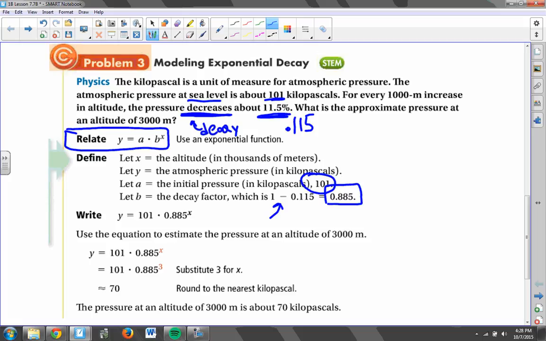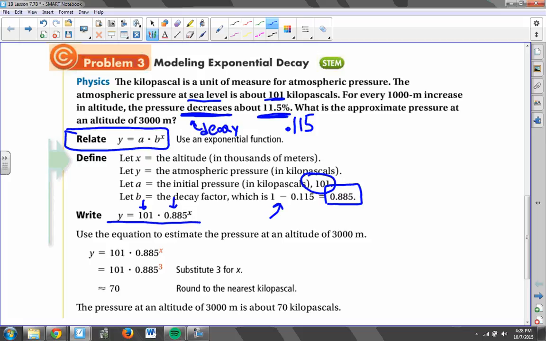So I'm going to rewrite my equation. Instead of A, I'm going to have 101. And instead of B, I'm going to have 0.885. So here's my exponential equation. Y equals 101 times 0.885 to the x power. That's my exponential equation.